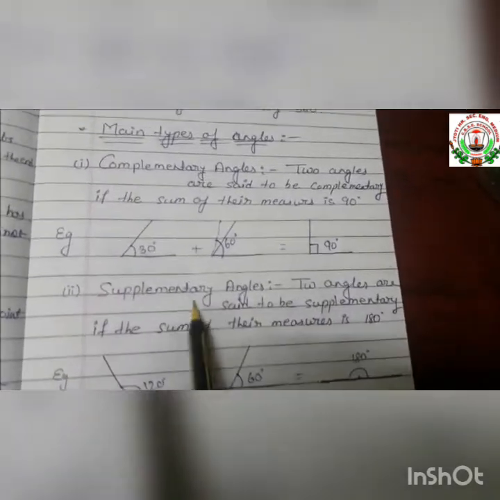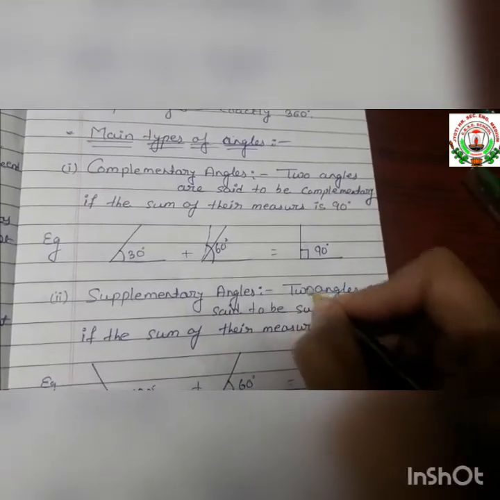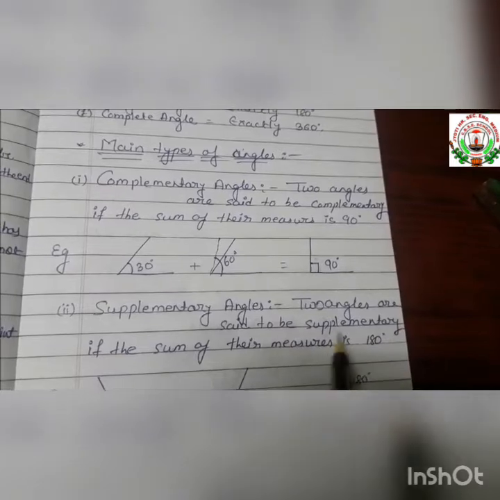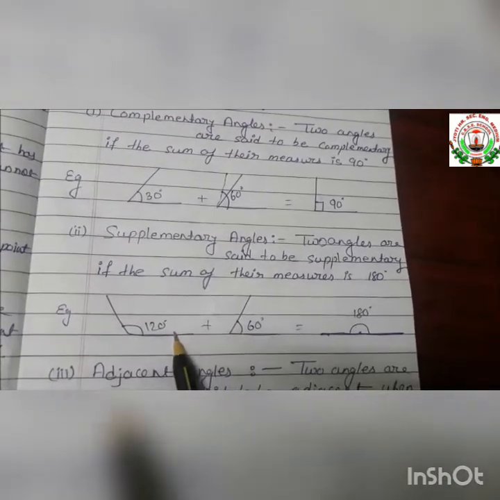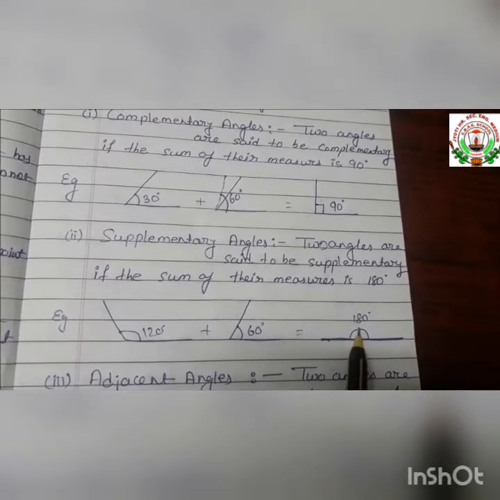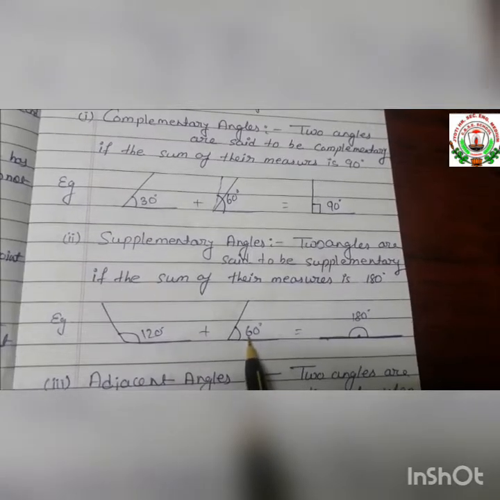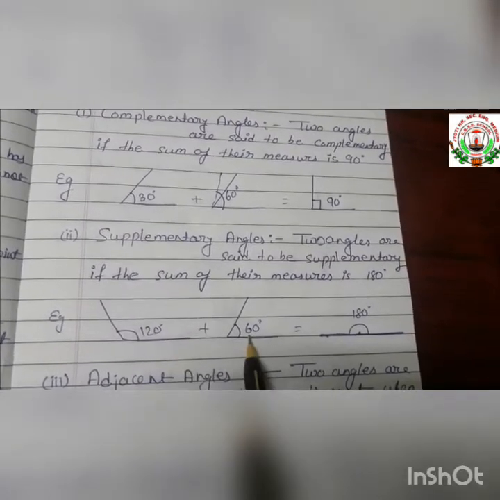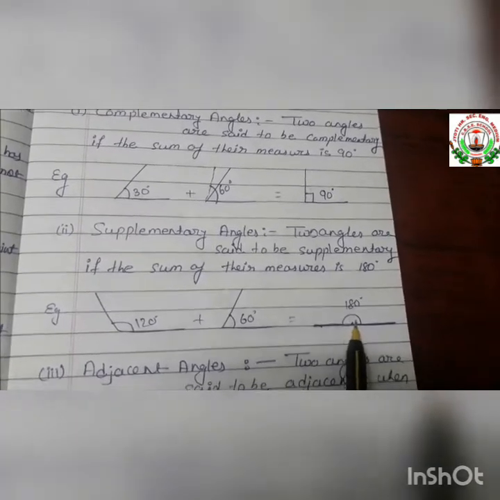Then second one is supplementary angle. Two angles are said to be supplementary angles if the sum of their measures is 180 degree. For example, when 120 degree is added with 60 degree, the measurement will come as 180 degree. That means 120 is the first supplement and second supplement is 60. When both the supplements are added, the answer should come as 180 degree.